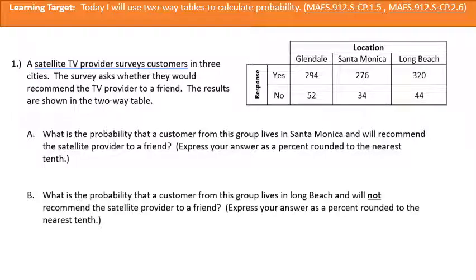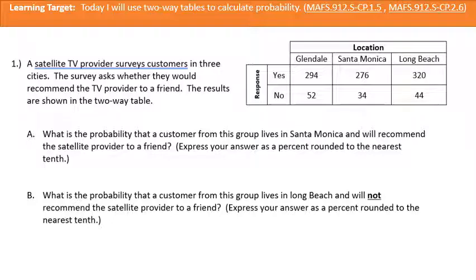Okay, number one says a satellite TV provider surveys customers in 3 cities. The survey asks whether they would recommend the TV provider to a friend. The results are shown in the two-way table. So if we look at the two-way table, we have two different variables. One variable is listed across the top, location, and you can see there are 3 different places people lived: Glendale, Santa Monica, and Long Beach. And we have their response, whether they would say yes or no to recommending this TV provider to a friend.